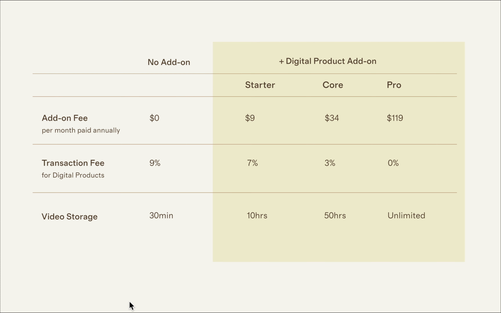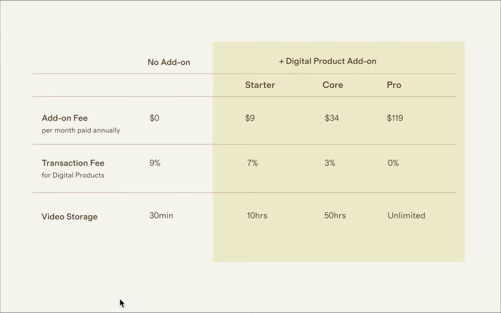These are the add-on fees per month if paid annually. This will increase if the subscription is paid monthly. For example, the Pro add-on will be $149. And I know these are not cheap prices, but for course creators with significant volume of sales, it actually makes sense to invest in a tier with 0% transaction fees. Hence, the Pro plan actually makes sense to course creators who would like to scale.